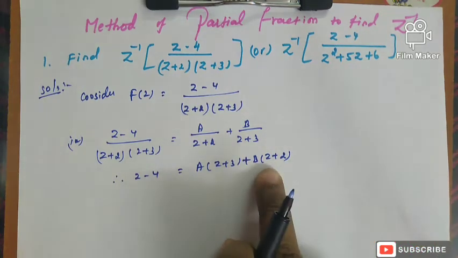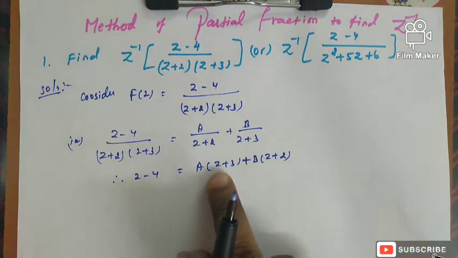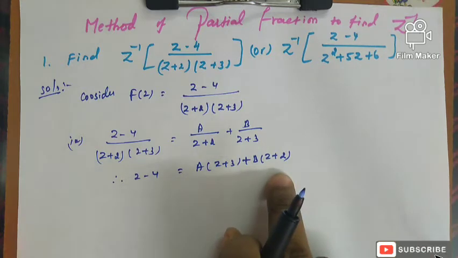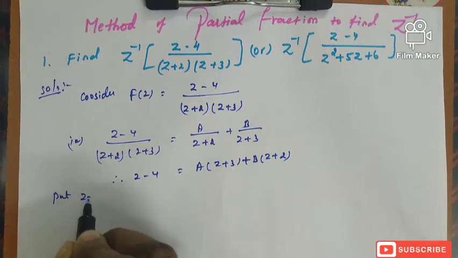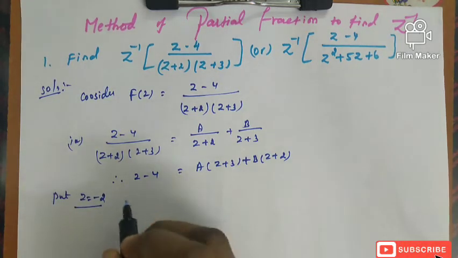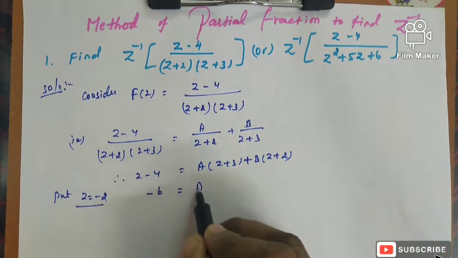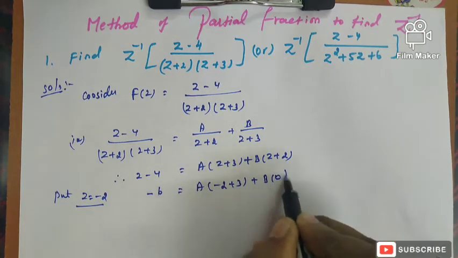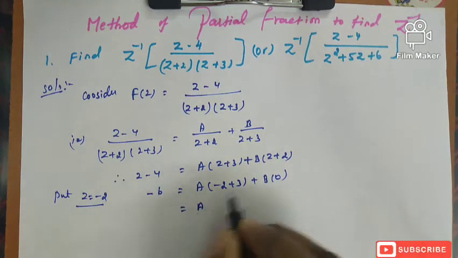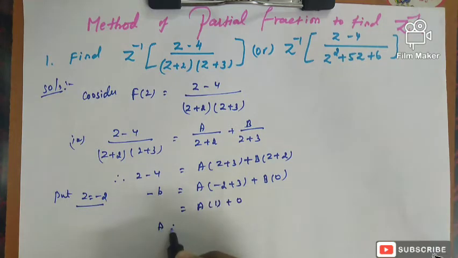How to find them? First we give Z equal to minus 2. Then the B term will become 0, and we can get the A answer. Then Z equal to minus 3. Substituting here, the A term will be 0, and we can get the B answer. So put Z equal to minus 2. What will happen on the left hand side? Minus 2 minus 4, so minus 6 is equal to A into minus 2 plus 3, plus B into 0. This term minus 2 plus 3 is 1. So A into 1 plus 0. So A is equal to minus 6.